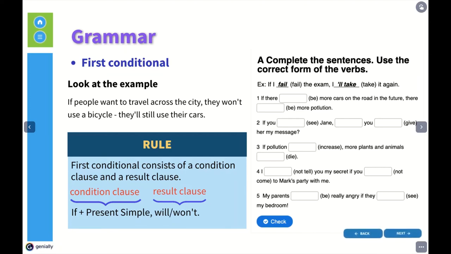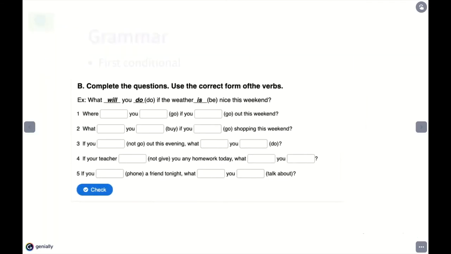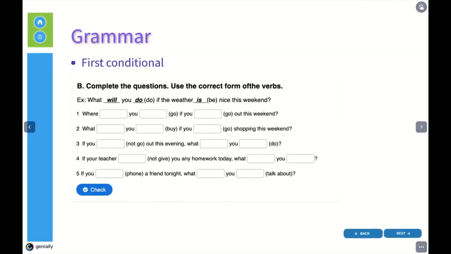Okay, I'm going to the next exercise. The same thing, you're going to learn how to use the other form, mostly in questions. So you make a first conditional sentence in the question form. So let's practice it.